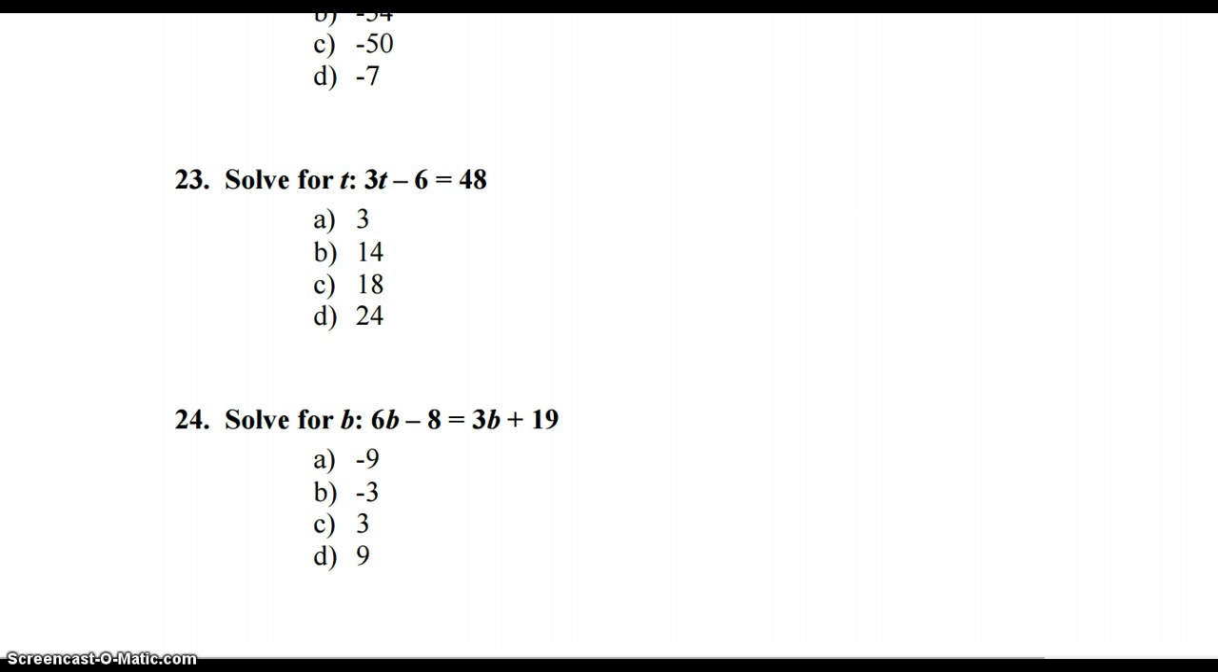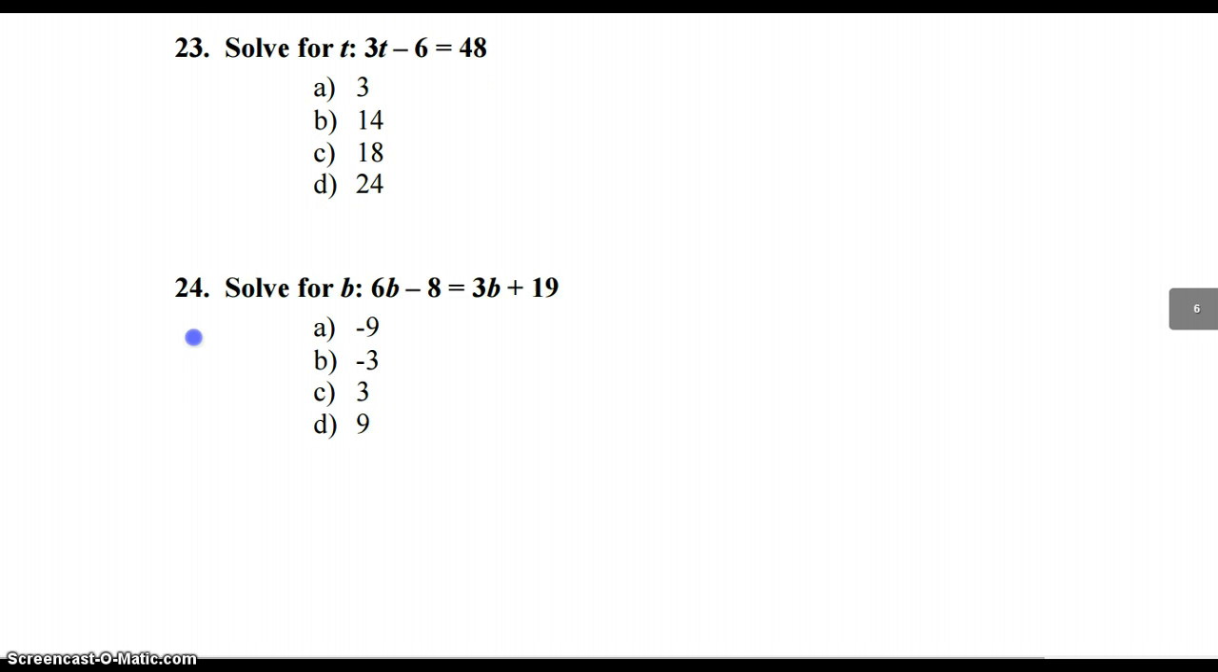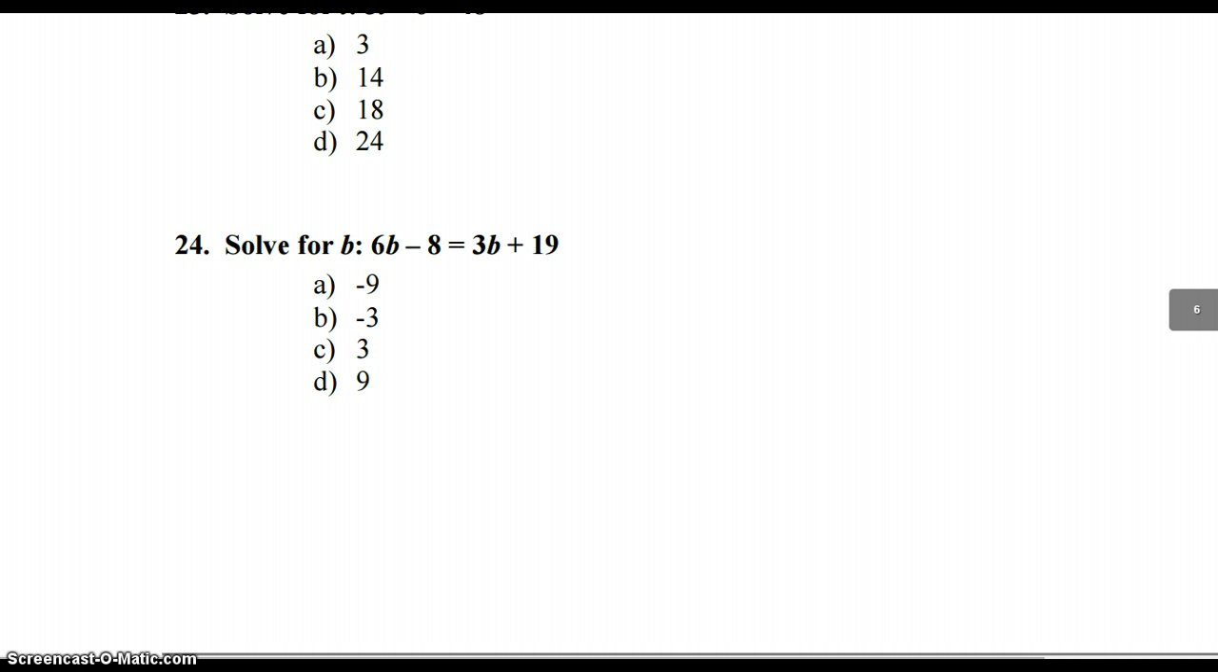Okay, 24. Solving for B. Now they have variables on either side of the equation. And you've got some options. I am going to subtract 3B on both sides. I call this getting your besties together. Get those variables together. So 6B minus 3B is 3B. We also have the minus 8 still there. And a 19. Alright, now we got our variables or besties together.